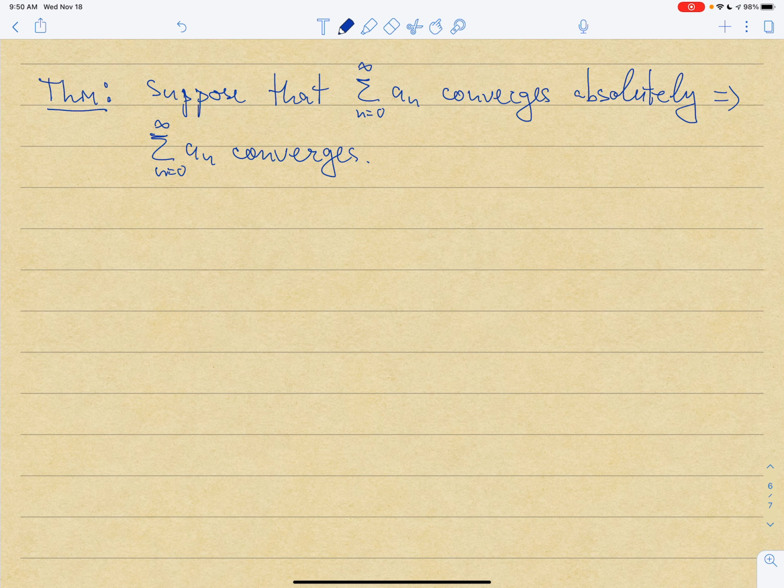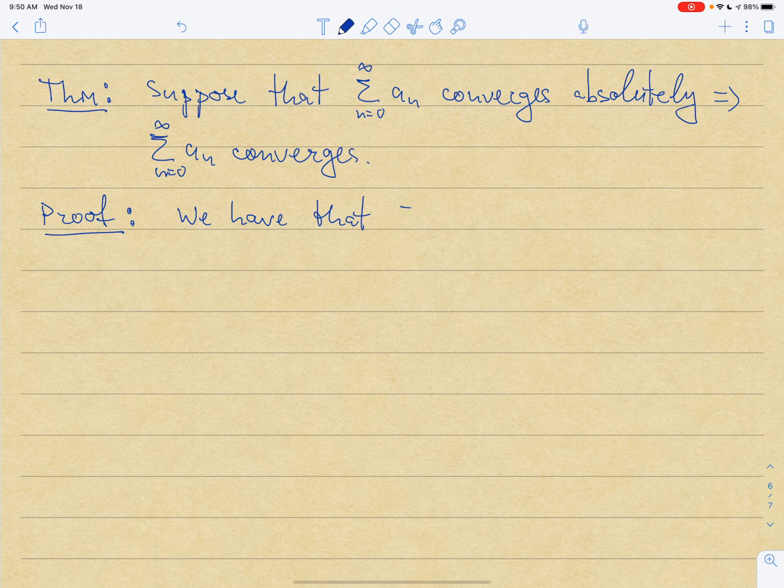The proof of this is really quick, and it uses a comparison theorem. So what do we have? So we know that the series converges absolutely. So the sum n from 0 to infinity of absolute value of An converges, right?